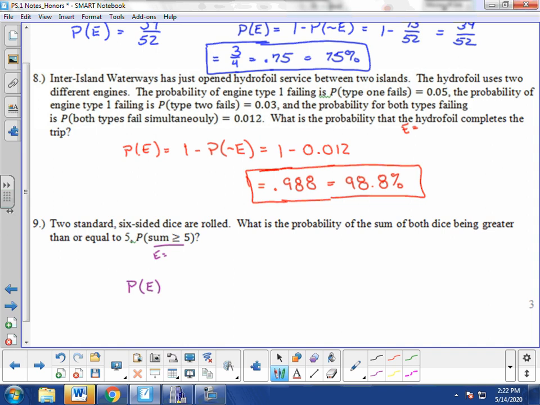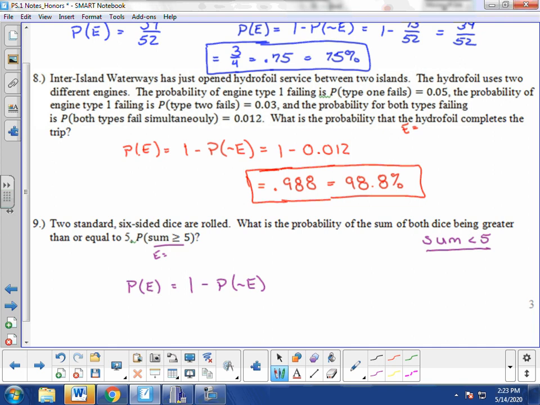What we can do instead is find the ways that we would get a sum that is not greater than or equal to 5. Or find the number of ways that we could get a sum that is less than 5.